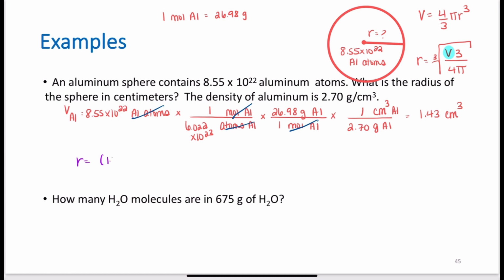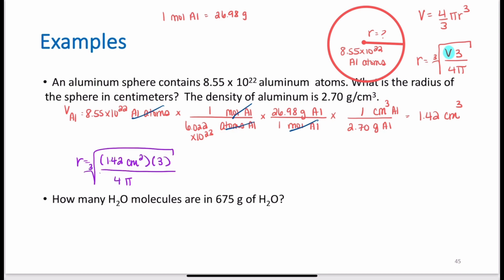Radius is equal to 1.4. I keep writing 3 there. I don't know why. That should be a 4 too. I think it's because I'm thinking of centimeters cubed. I apologize, please fix that. That should say 1.42 centimeters cubed. So: 1.42 centimeters cubed times 3 divided by 4 pi, and I'm going to take the cube root of that value.